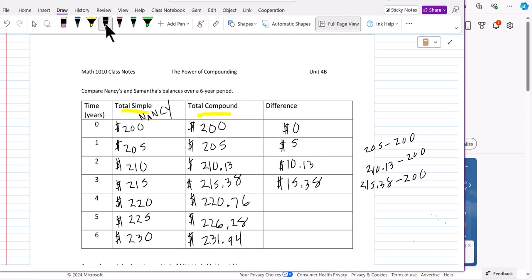Okay, if you continue to do the same computations, what you'll have on here is, and I think I kind of got off track with this here.